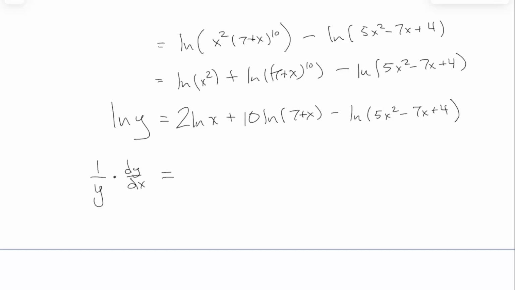This is slightly weird. This is sometimes called implicit differentiation, which I hope you have seen before, although even if you haven't, it doesn't really matter. When you take the derivative of ln of something, you get 1 over whatever that is, and then because of the chain rule, I have to multiply times the derivative of the inside.